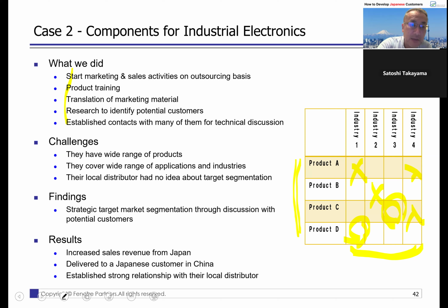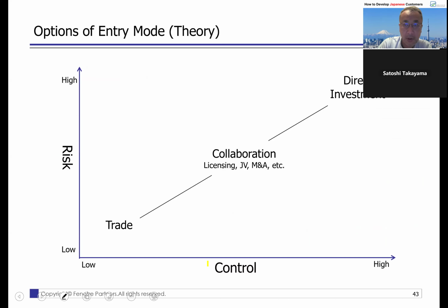At the same time, they developed the chance to deliver to a Japanese customer in China. So they also captured the opportunity of Japanese companies' global expansion, because their factory in China requires the same products through the same Japan distributor. Again, it's the same model: small risk, small costs, and get control.